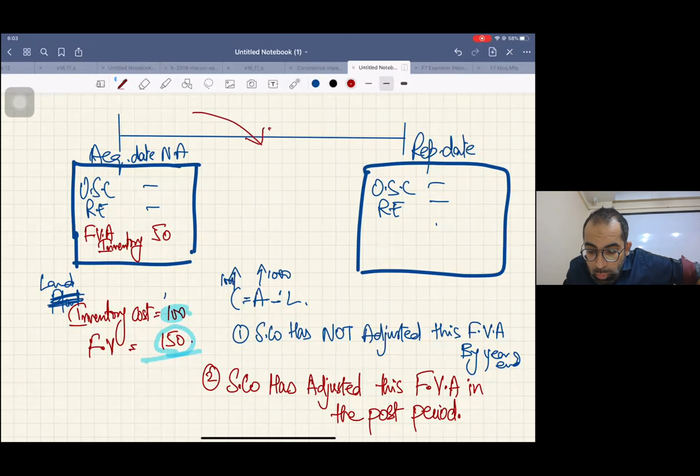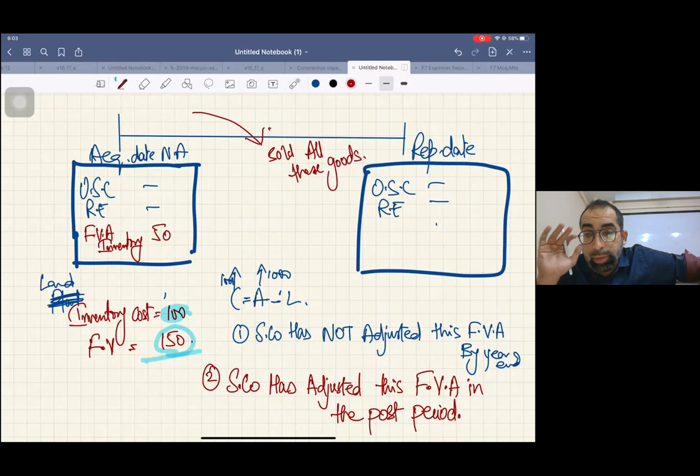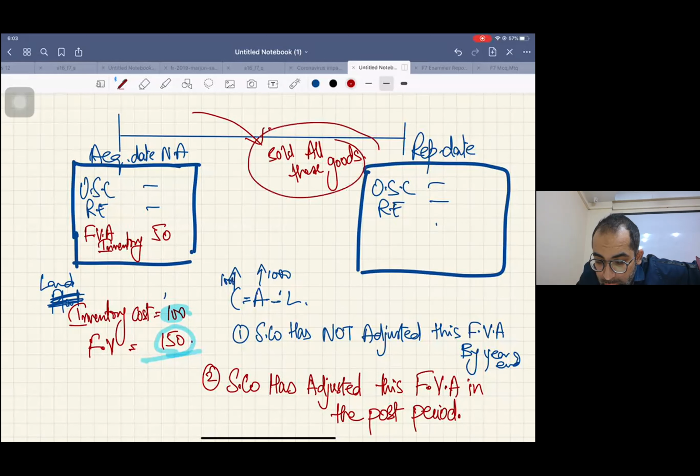Now listen. But sometimes they write that in the post period, S company sold all these goods. My dear student, this is truly a conceptual topic. If S company sold all those goods in the post period, it means in the individual books as well, S company has booked this profit. The cost was 100 and the selling price is 150. So S company has realized the 50 profit. So if it is written that all is sold, 100%, now nothing you need to adjust here.